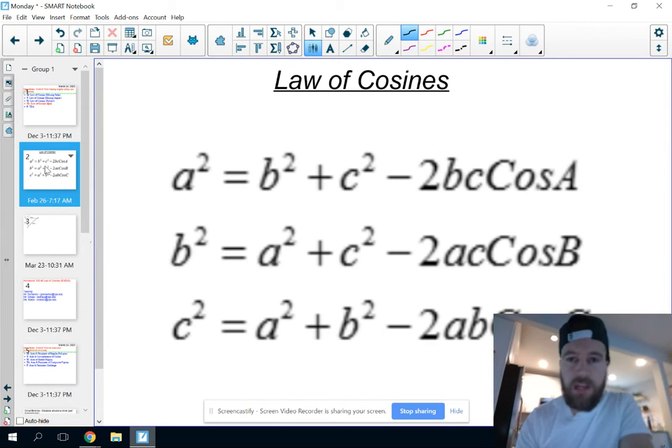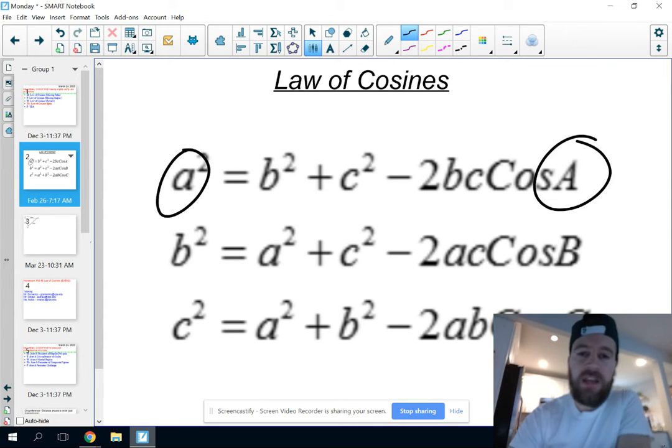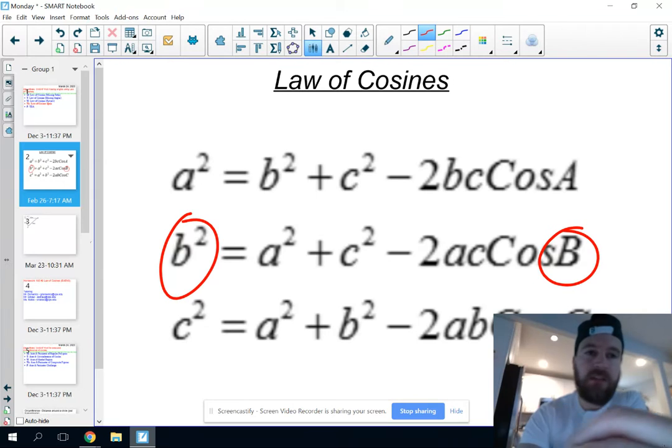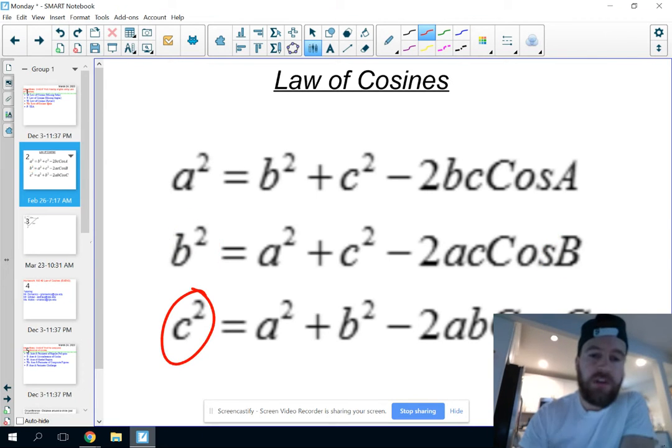So just a reminder, looking at those law of cosines, we got the three formulas. Remember, whether you're trying to find little a, b, c, or big A, big B, big C, that determines which of the three formulas you are going to use. So if you're trying to find one of the A's, you're going to use that first formula. If you're trying to find one of the B's, use the second formula. And if you're trying to find one of the C's, use the third formula.